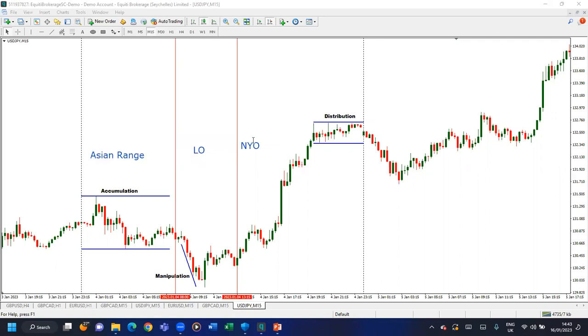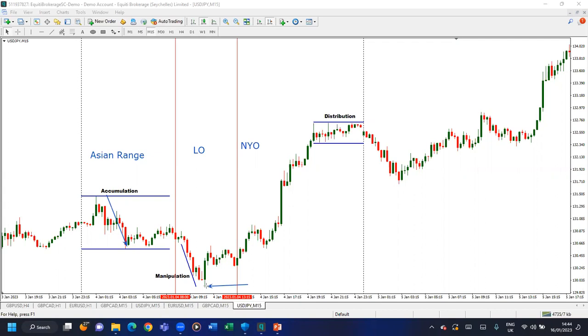Now, the market first went through a period of consolidation or accumulation, which was during the Asian range, from the top to the bottom of this range. And afterwards, about a couple of minutes after the New York Open, there was a manipulation or a stop hunt to form the low of the day. The low of the day was formed here, which gave a reversal to the downside.